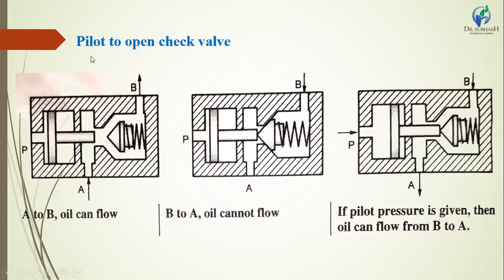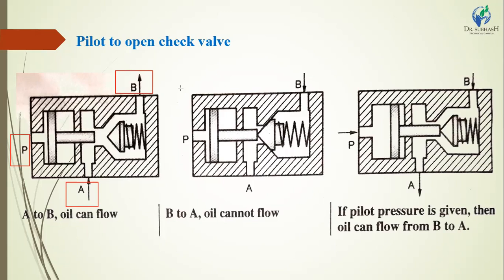The next is a pilot to open check valve. First we have to know its construction side. This point P means the oil is supplied from the pump. This point A means oil passes from the hydraulic circuit to the pilot operated check valve. This point is port B, which is also connected to a hydraulic circuit. P always means pump, where we have to give the inlet from the hydraulic pump.